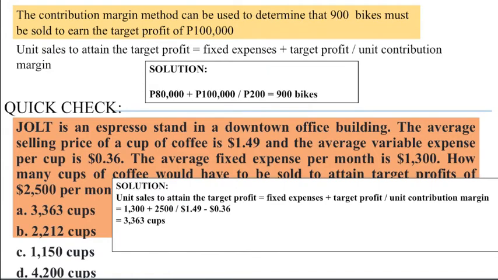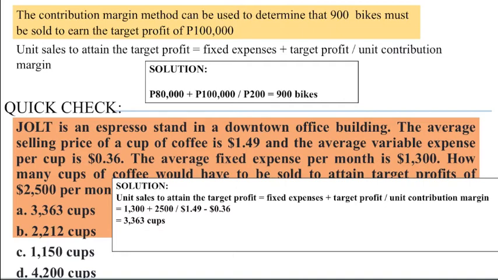The contribution margin method can be used to determine that 900 bikes must be sold to earn the target profit of 100,000 pesos. Unit sales to attain the target profit equals fixed expenses plus target profit divided by unit contribution margin. Here is the solution. 80,000 pesos plus 100,000 pesos divided by 200 pesos equals 900 bikes.